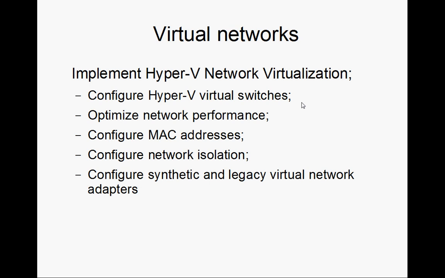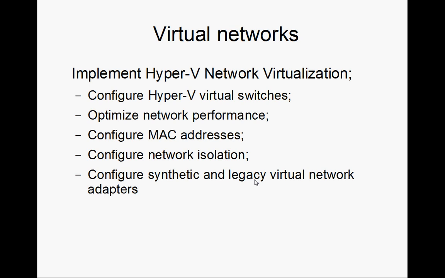Optimizing network performance is about configuring minimums and maximums on bandwidth use by various virtual machines. Configuring MAC addresses for the virtual NICs that you happen to have. Network isolation could be VLANs, or it could be just setting everything to be on a private internal network to the Hyper-V machine. And then you have synthetic and legacy virtual network adapters, which are, the synthetic ones are the current ones, and the legacy ones let you do boot from the network.